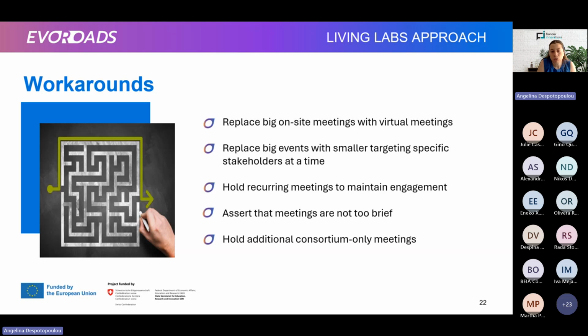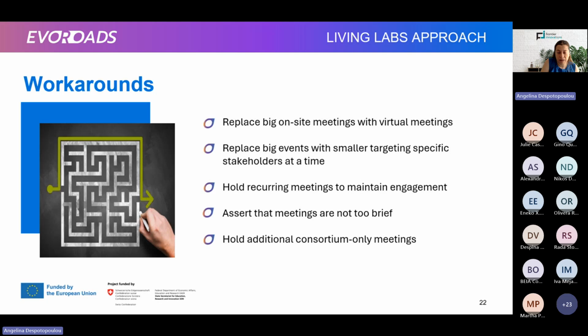So the workarounds would be to replace some big on-site meetings in hotels and big conference rooms. You can scale it down. You can have a virtual workshop with stakeholders. You can have multiple small ones with limited people. You can hold recurring meetings to maintain engagement with the same people.